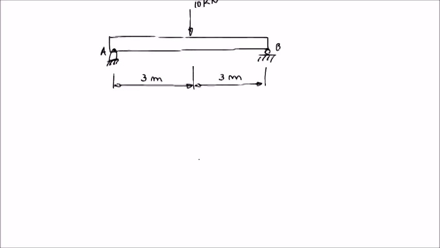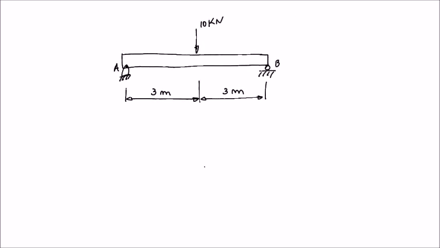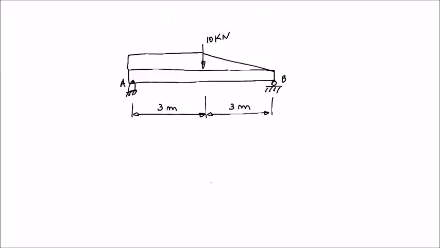And let's put also the UDL and this distributed load with a triangular shape. So let's say this is a uniform UDL from point A until the middle of the beam, and now we have this triangular distributed load from the middle of the beam until point B.